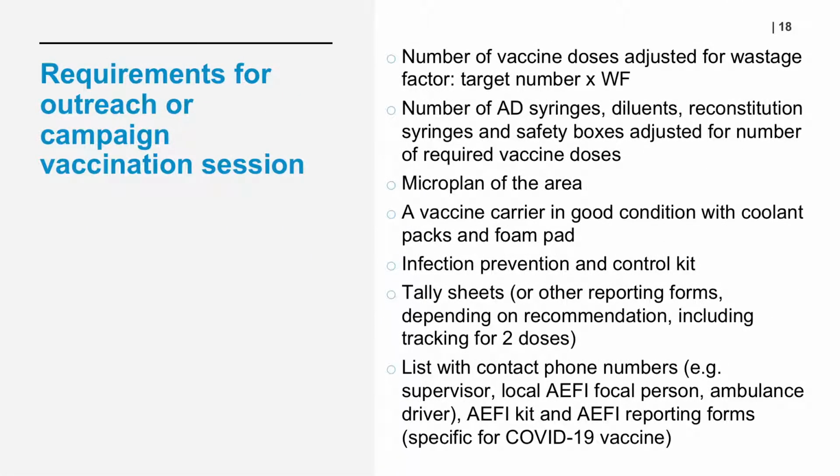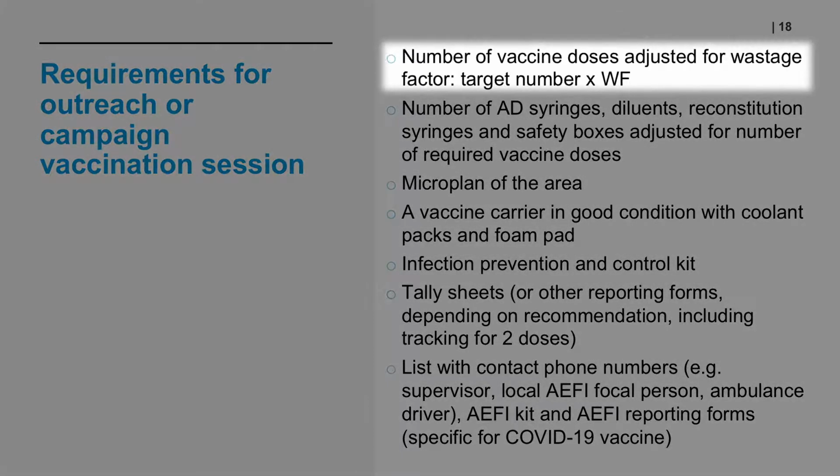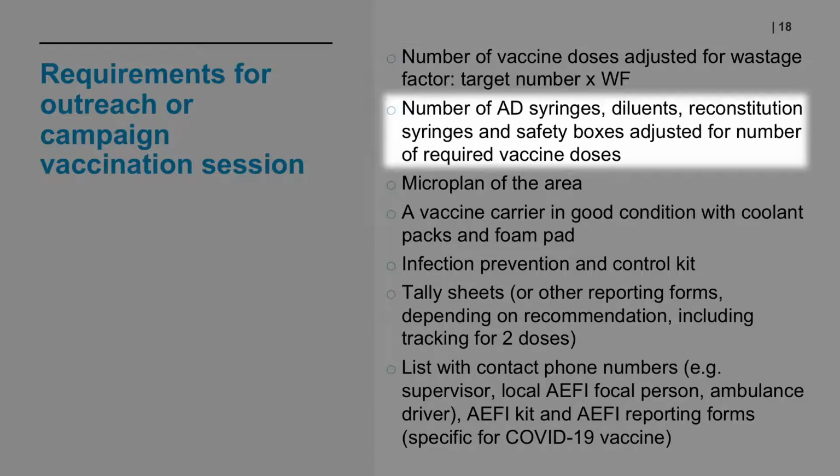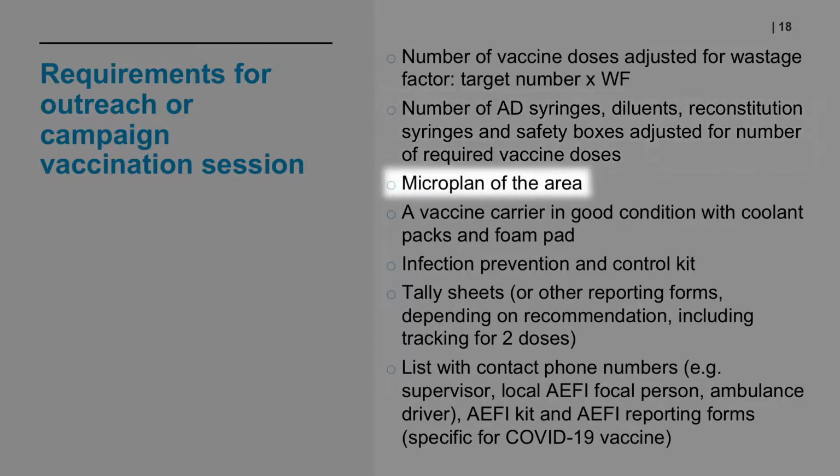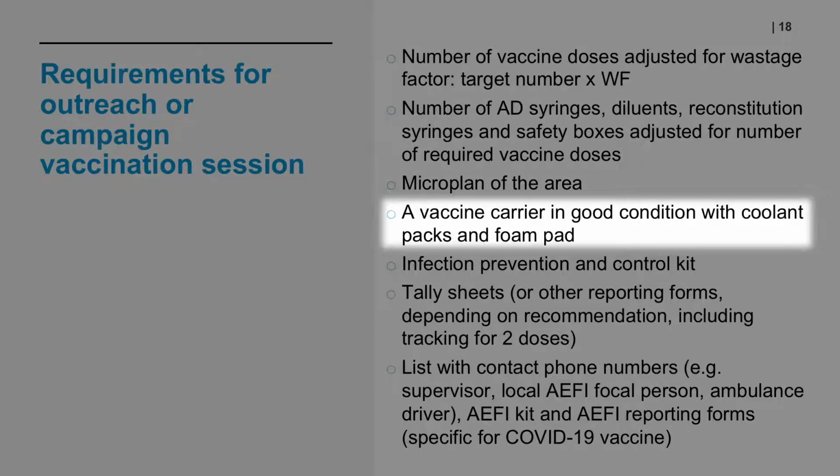Requirements for outreach or campaign vaccination sessions are similar to what's needed in fixed posts. You need to first calculate the number of doses needed after adjusting for wastage factor and accordingly calculate the AD syringes, diluents, reconstitution syringes, and safety boxes. Additionally, you need a microplan of the area. A vaccine carrier in good condition with coolant packs and foam pads is also necessary.